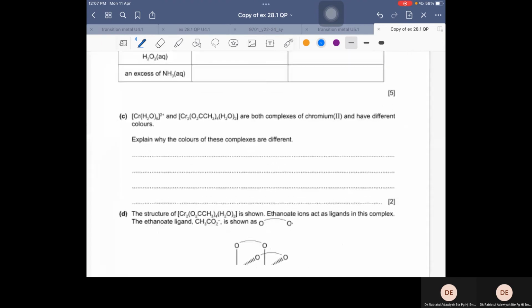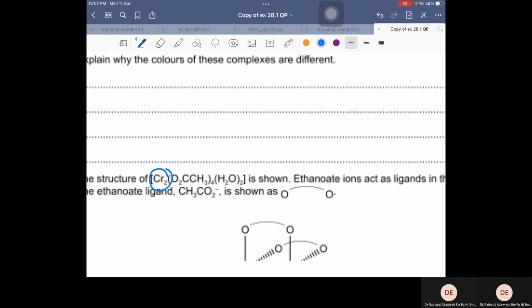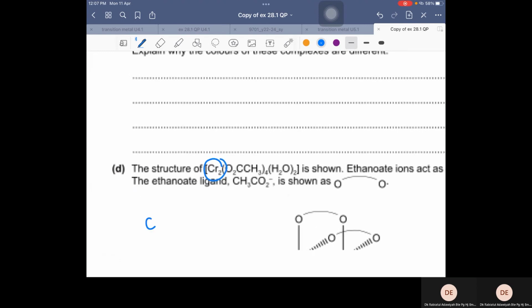See. Okay. The structure of chromium, this time the complex has 2 chromium centers. Okay. And then 4 ethanoate ligands. Ethanoate ions act as the ligands in this complex. Okay, so if you're wondering how it looks like, this is COO minus with a CH3. These two oxygens are the ones that form the dative covalent bond. So instead of writing this double C, CH3, whatever, they have used a shortcut to show just like that. Okay, and the rest of the molecule is just hidden in that formula. So that's why it is written like that.